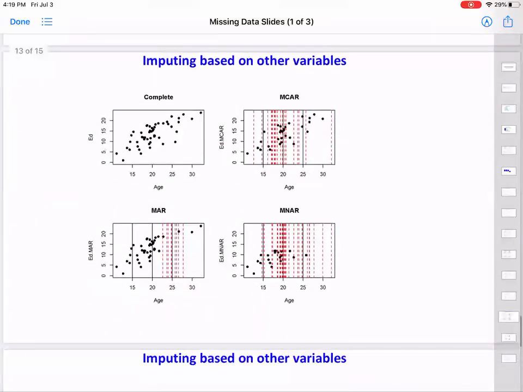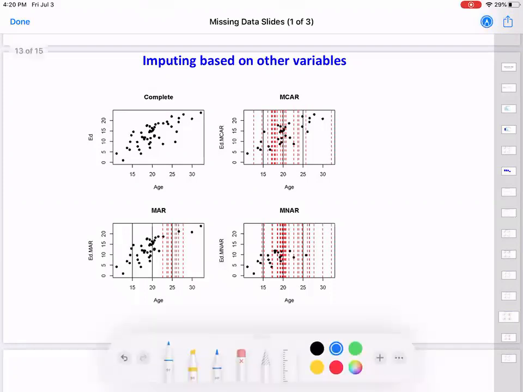So if you look at this graphic, what I've done is I've drawn a vertical red dotted line at the age of each person who's missing education. So you can actually see for missing completely at random, those ages are spread across the range of ages. For missing at random, they tend to be the people who are at the upper ages, and for missing not at random, again, mostly the people who are at upper ages, although there's a little bit more spread. So at each of these red lines, I'm hoping to find an imputation.